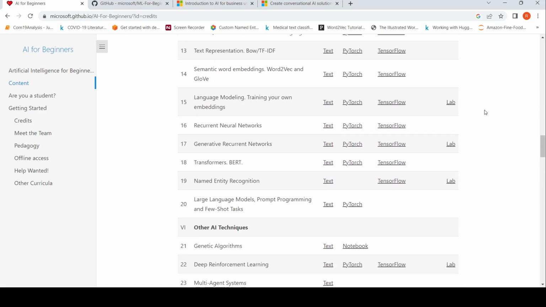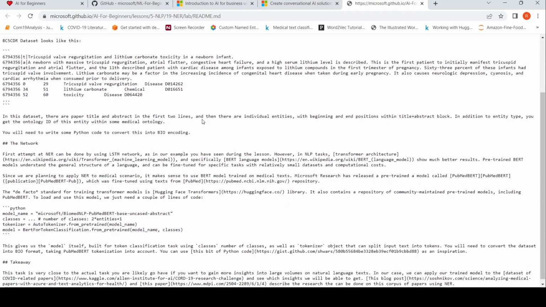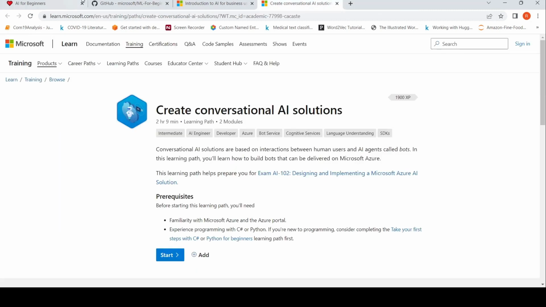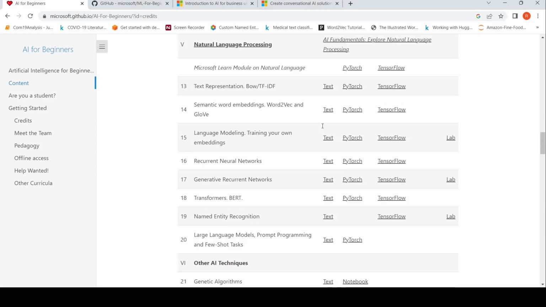For example, if you look at the lab for named entity recognition, let's quickly open it and see what it is. Here it talks about a particular medical data set, and you have to do some named entity recognition over here. Some starter code is also present on how to do it. So this is quite nice. It's a well-organized course where various topics are present.